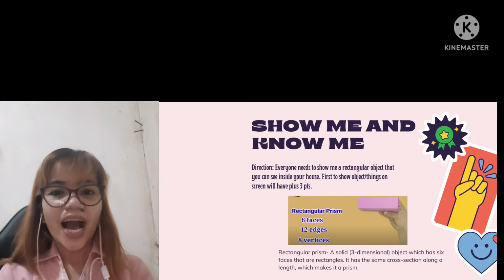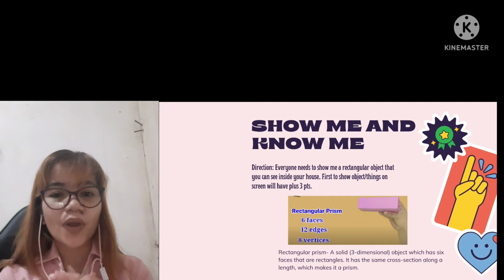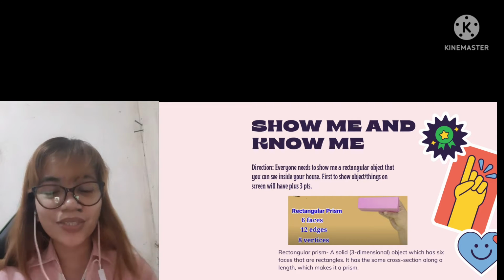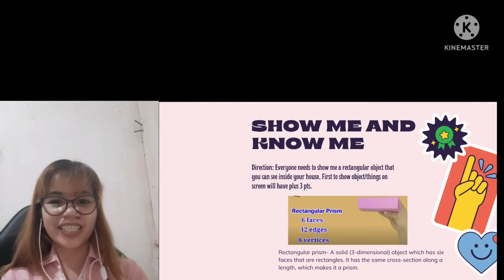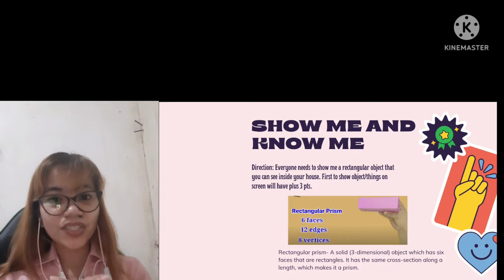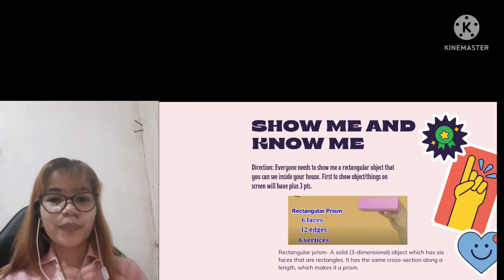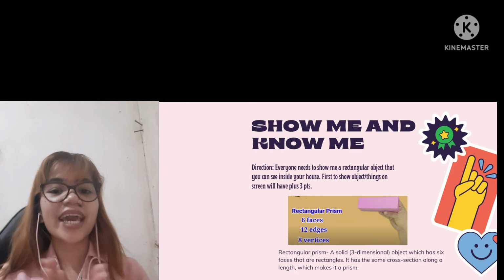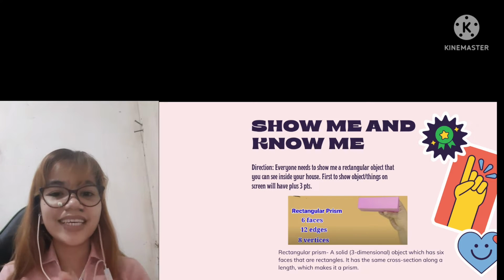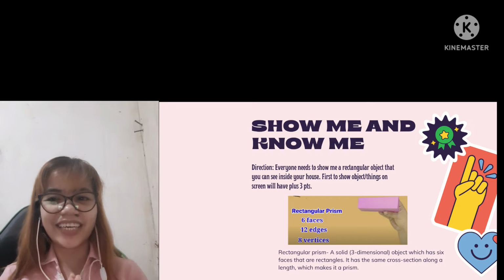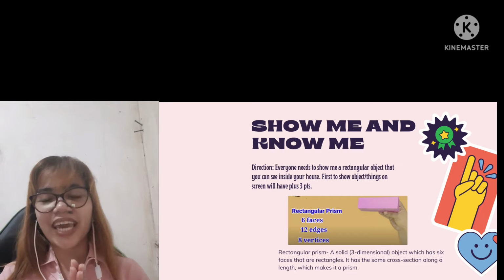All right, very good. And now, as I can see, Precious is the first one to show a rectangular object on the screen. So that means Precious already has 3 points. But let's clap our hands because all of you did a great job for today. Okay, so let's clap our hands.